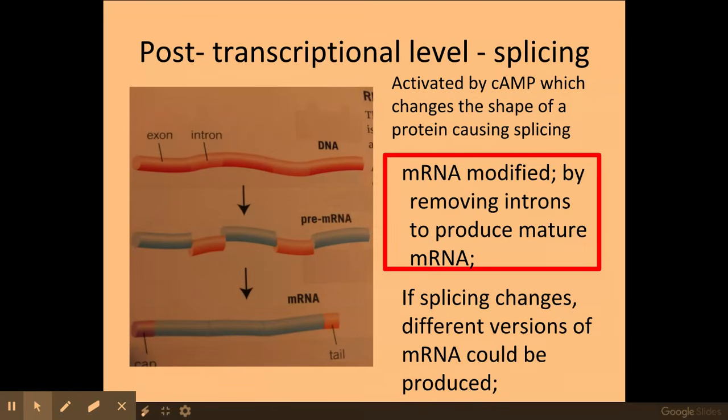Splicing is the name of this process. And this again is activated by cyclic AMP, which triggers a protein to be made to cause this splicing. Now, splicing is where mRNA is modified by the removal of introns to produce mature mRNA. It's worth remembering here that my mature mRNA, this image at the bottom here, could change depending upon if the splicing process changes, and different versions of that mRNA could actually be produced. So that's our post-transcriptional level.